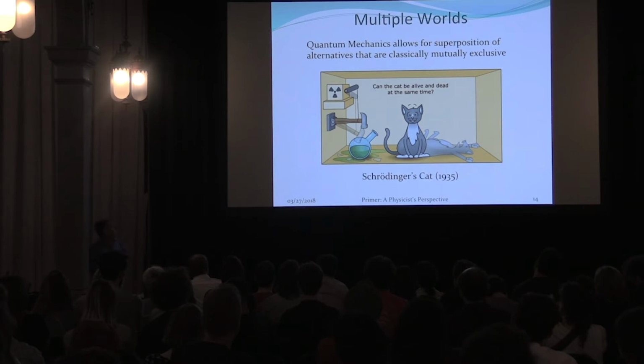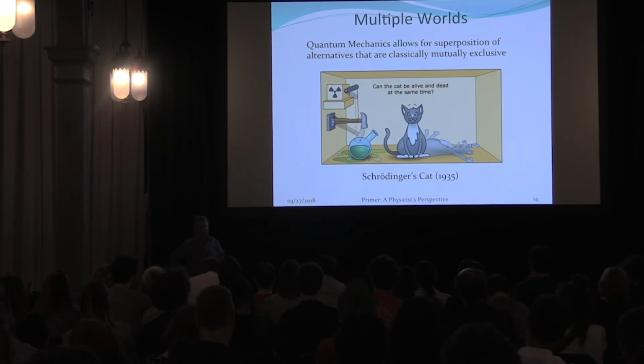But now, in the same box, you attach this device with a hammer, and so if the nucleus decays, the hammer drops. The hammer breaks this vial of poison, and then there's a cat in the box, and the cat dies. If the nucleus doesn't decay, then of course the hammer doesn't drop, and the cat is happy and alive. So if you take literally the laws of quantum mechanics and apply them to the box, you would say that until somebody opens the box, the cat is in a superposition of being alive and dead. Now, is this true?